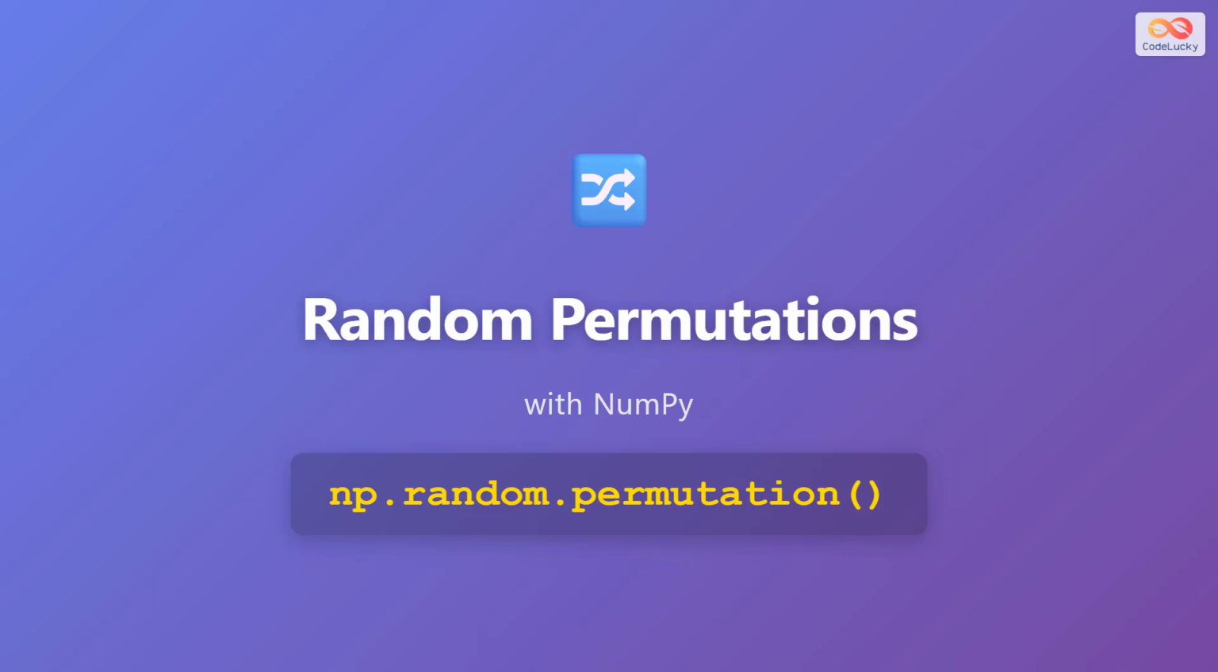In this video, you'll learn how to use the np.random.permutation function to shuffle and rearrange array elements randomly. This is a powerful tool for data preprocessing, machine learning, and statistical analysis.